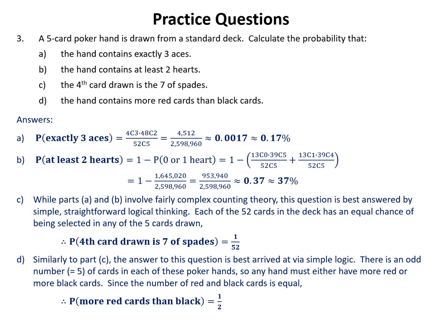at least 2 hearts can be anywhere from 2 to 3 to 4 up to 5 hearts out of 5 cards.